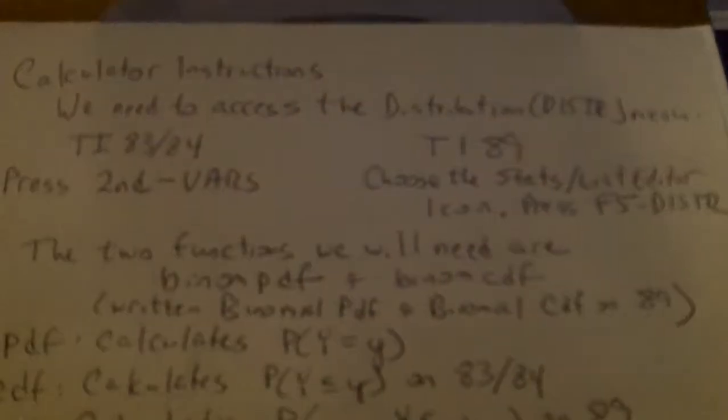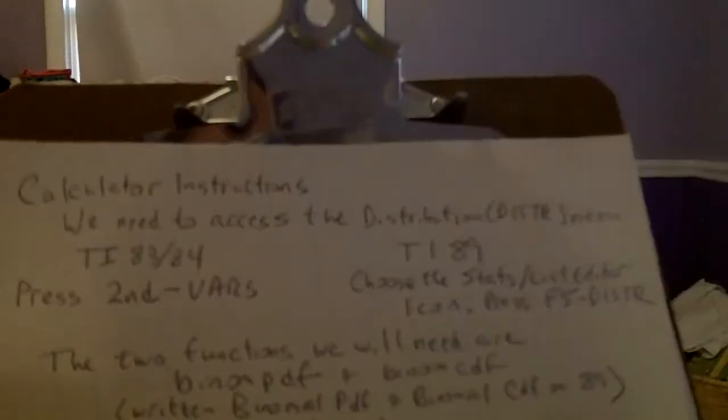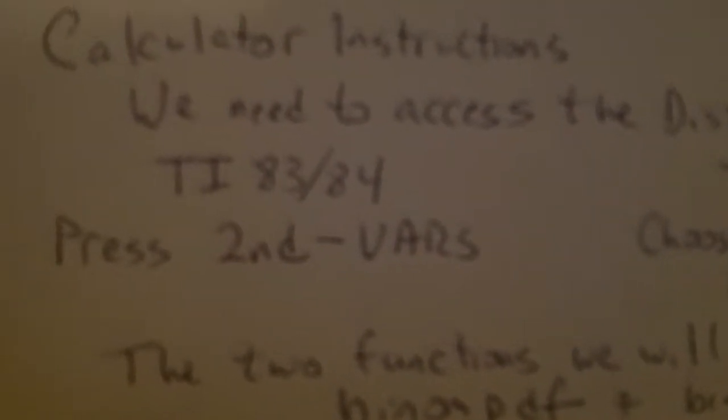I've got my 84 with me here. I'm sorry I didn't get the 89 after I got injured. But regardless of which calculator we're using, we need to access the distribution function menu. All of you have that on your calculator. In the case of the 83s and the 84s, you're going to press the second button and then hit the VARS button, which is just below the down arrow in the upper right hand corner.